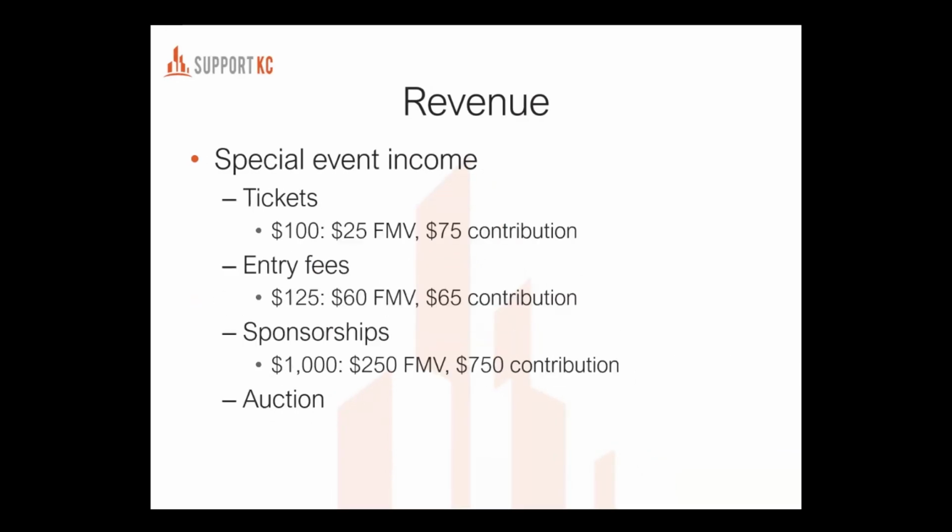So when it comes to special event income, we need to break out what had a fair market value associated with it and what portion was a contribution. For example, if we had a $100 ticket to a gala, you can calculate the value on your own, but this is just for an example. The value that we're going to say of the food and drink and entertainment was $25. If I were to go out and have a similar experience on my own, we would call that a $25 value.